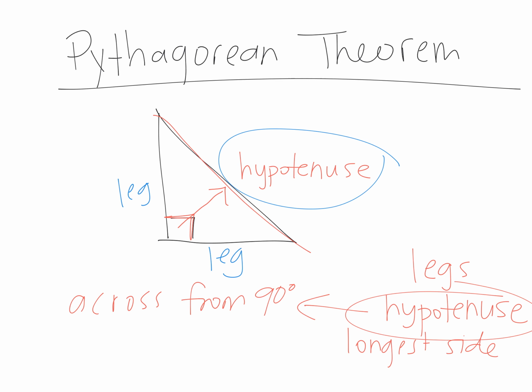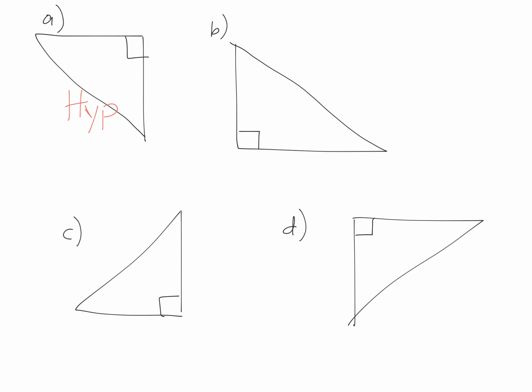Okay. So it's across from the right angle. The hypotenuse is here. What about B? Where's the hypotenuse? The big one. This is the hypotenuse. Everyone get that one right? Yes. C. And D. All right. Okay, remember, it's across from the right angle. It's the side that doesn't touch the right angle. Yes, please.